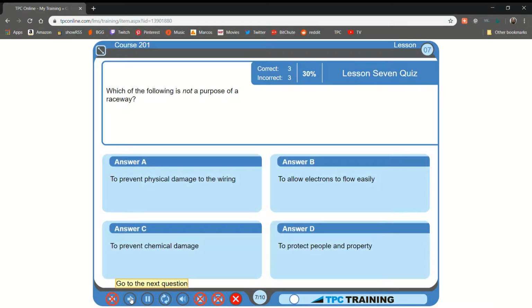Which of the following is not a purpose of a raceway? A. To prevent physical damage to the wiring. B. To allow electrons to flow easily. C. To prevent chemical damage. D. To protect people and property. That is not correct.